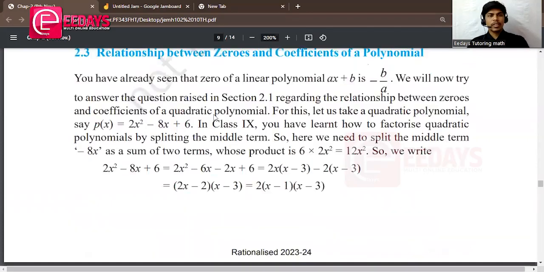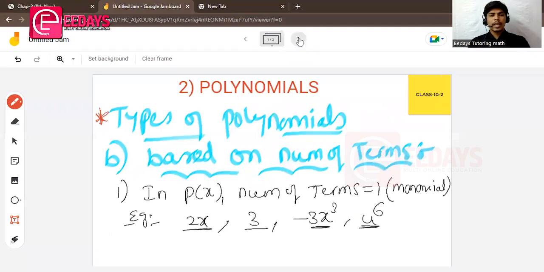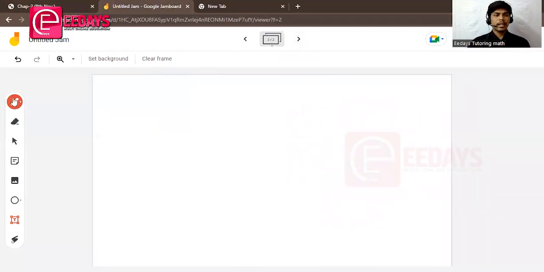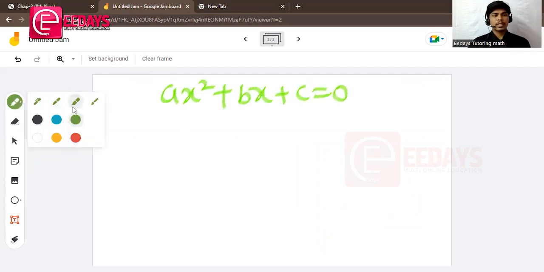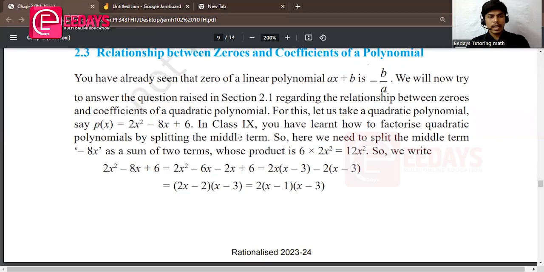Okay, the second exercise we already started, I mean the relation between zeros and polynomial coefficients. There, we started by first writing the general term. What is the general term here? ax square plus bx plus c is equal to 0. And now, where we stopped yesterday, in the last session.